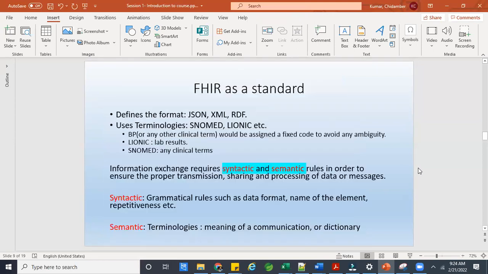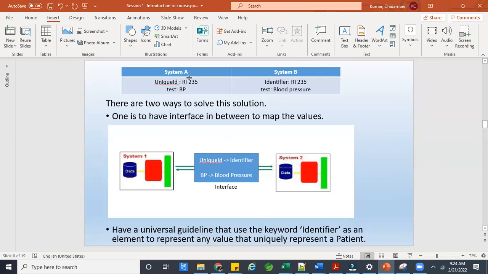Now, how is FHIR as a standard useful to us? First, it defines the format. For example, we have not considered the formats here, but suppose system A communicates this information in CSV format, while system B understands or communicates it as XML or maybe plain text. So this is another challenge that this interface has to solve. For example, if CSV is the output of system 1, then CSV has to be converted to plain text or maybe XML so that system 2 can understand.